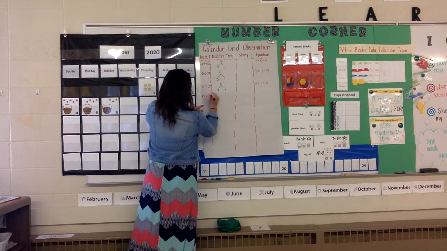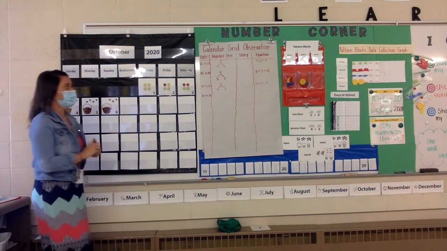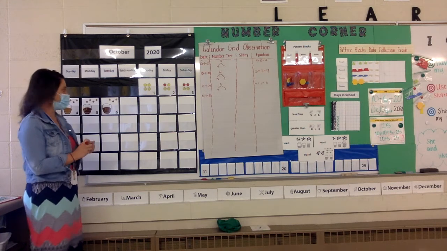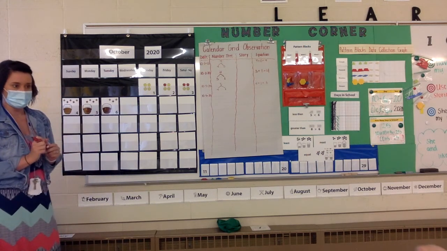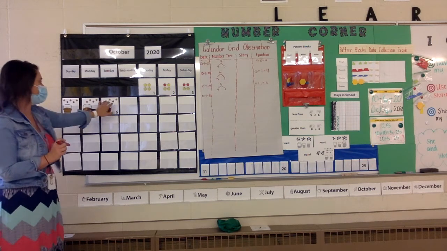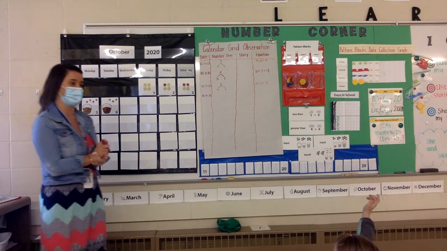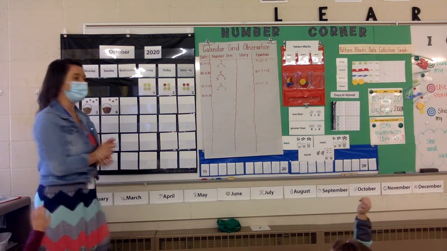So the date is 10-6-20. What is going to be my number tree? What's at the top of my number tree? How many leaves are there? Nevaeh. There's more than 3. There's 3 flying in the air, and there's 2 in the basket. So how many altogether? Nevaeh, go ahead.